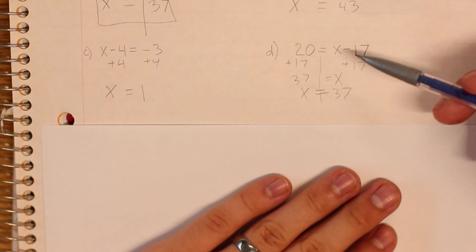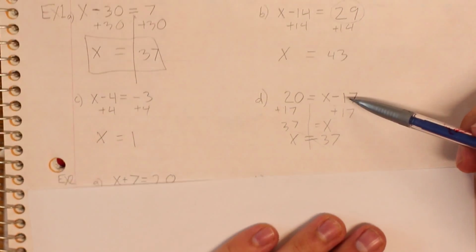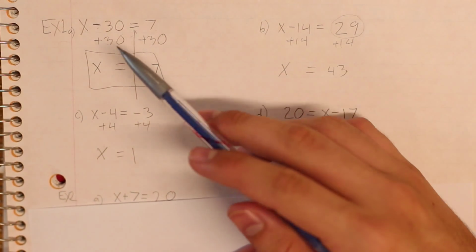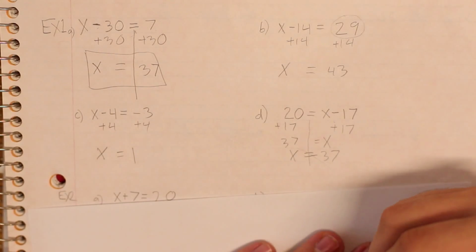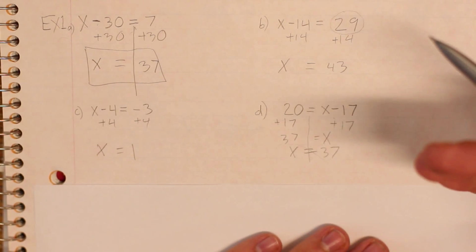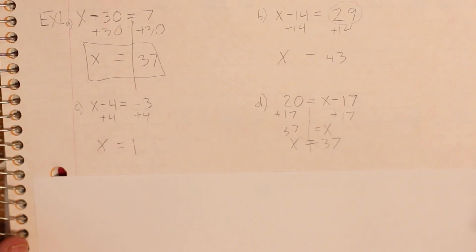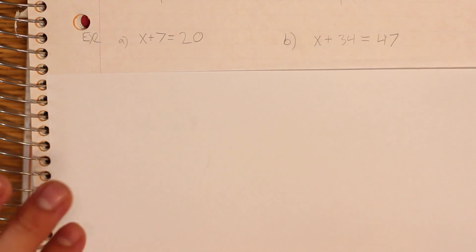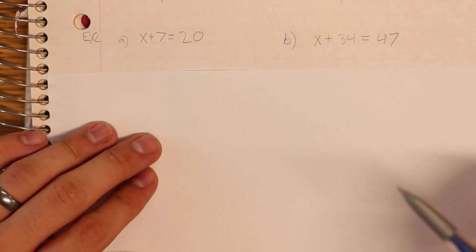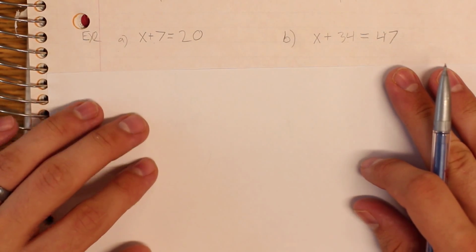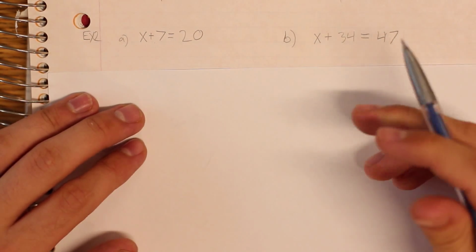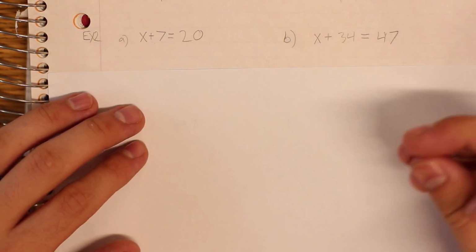If you've been paying attention, you'll have noticed that so far all of our equations have had subtraction in them, and we've used addition to solve them. Now let's do some examples of the other way, where we start with addition in the problem, but in order to solve them, we're going to have to use subtraction, because subtraction and addition are opposites of each other. They cancel each other out.